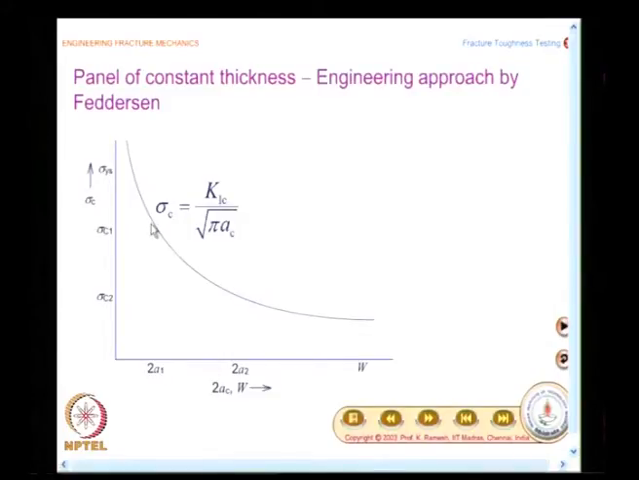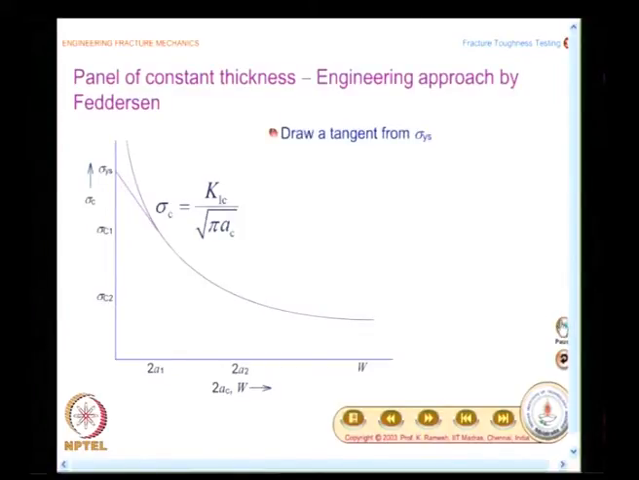This diagram shows what? When crack length is small, you can have very large values of stress, which is not possible physically. And if you say it is a panel of small thickness, you will have maximum stress as sigma ys, because Tresca yield criteria is the one which is applicable for plane stress situation. So, I could take this as a point to start with.